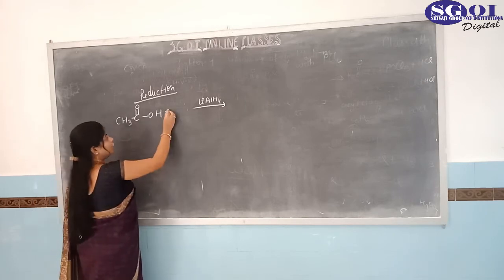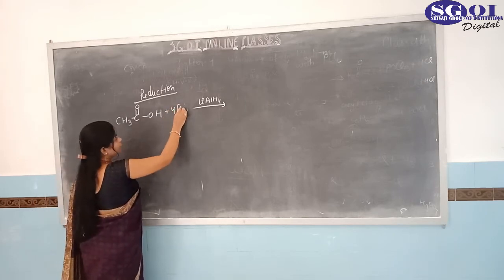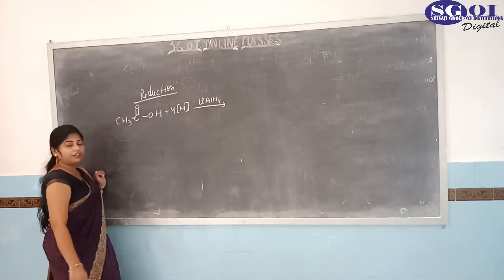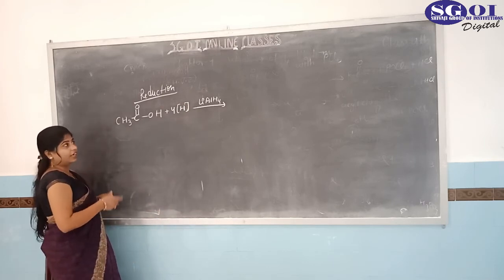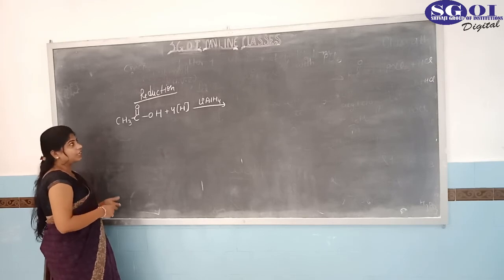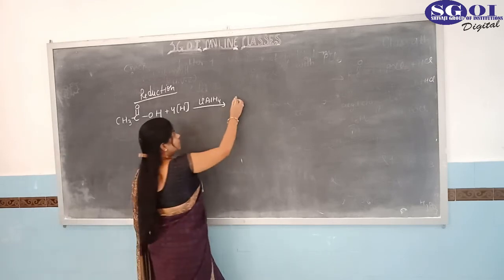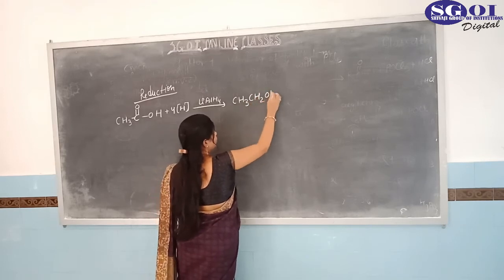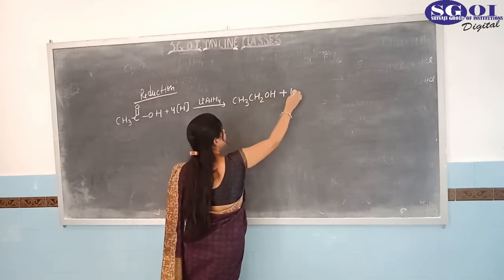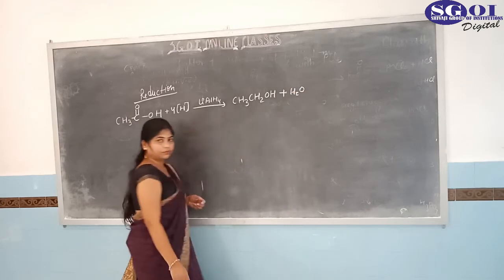So total number of hydrogen कितने होंगे? 4 hydrogen, and these 4 hydrogen हमें कौन देगा? That LiAlH4, lithium aluminium hydride here acts as a reducing agent. So what we get? CH3CH2OH plus 1 molecule of water.